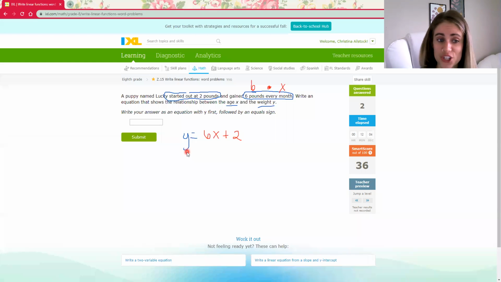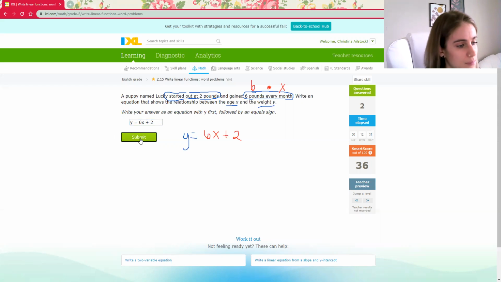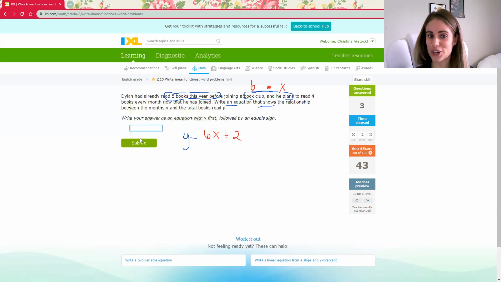All right, Y, which is our weight, is equal to 6 pounds every X months plus a starting weight of 2. That seems good to me. Let's make sure we're right. Oops, see, I actually put a minus sign there. So after you type it, make sure you don't have any typos, because that would really stink to get it wrong just because you typed it wrong, not because you did it wrong. All right, and we are good to go.